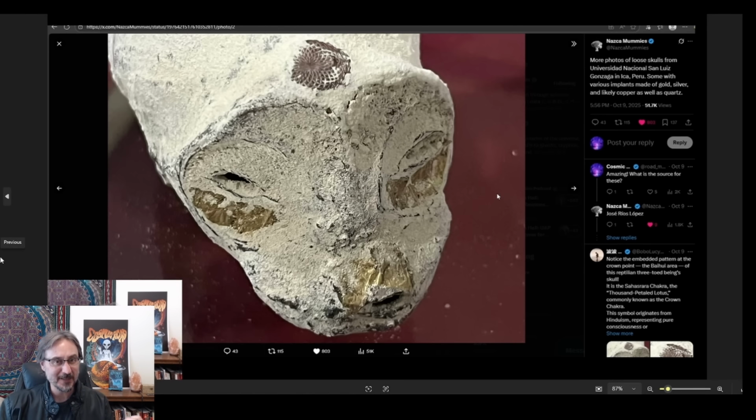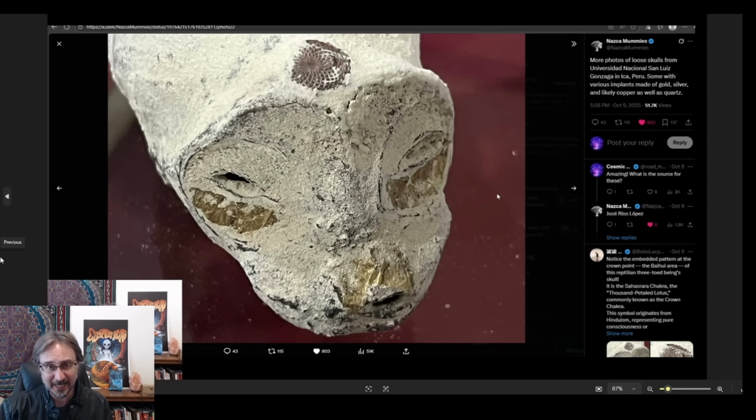My guess is that this being was a priest or priestess, that the gold plates in its face and the thing in its forehead, representative, seemingly, of enlightenment or the third eye, marks it as a spiritual being, a leader of some sort. So I think this is very likely some sort of priest or priestess, a leader in the clan. Now, who put these implants in this thing?